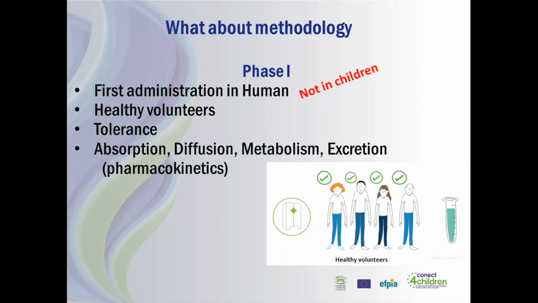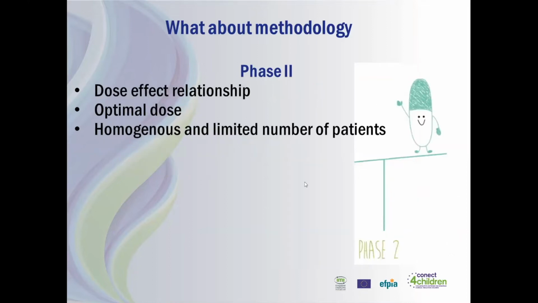Then we go to phase 2, where we establish the relationship between the dose and the effect of the treatment, trying to find the optimal dose, usually with a small, limited number of patients, which is quite homogeneous.